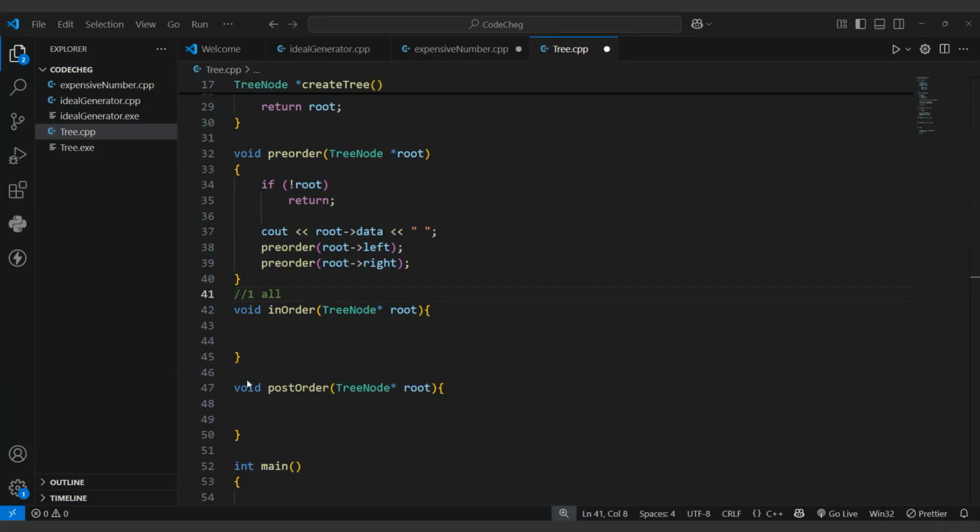Guys, am I clear? Just complete these two functions, in-order and post-order. Like we have covered the pre-order, now we have to create the in-order and the post-order function. Thank you, class. Let's see you at 10:30. This is a small break for 10 minutes.